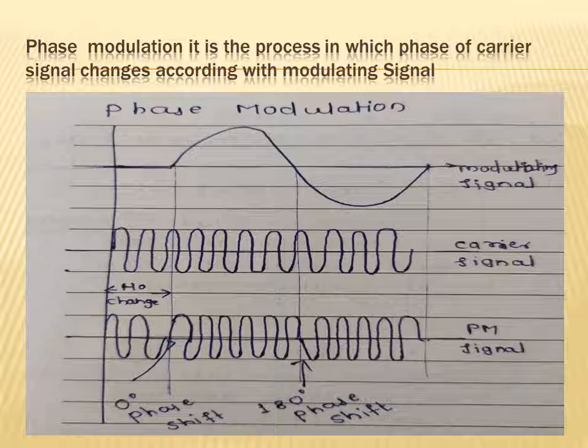Which two parameters are constant in amplitude modulation? Frequency and phase remain constant. And which parameter is changing? The amplitude of the carrier signal changes in amplitude modulation.